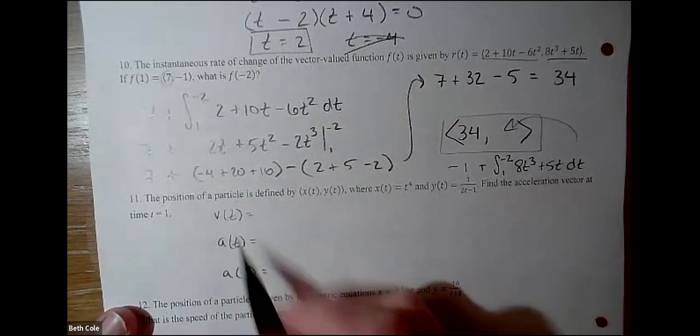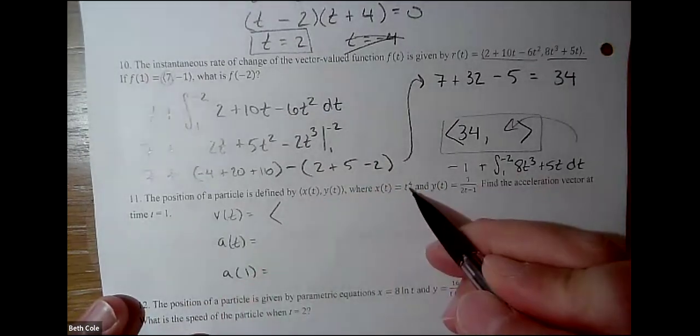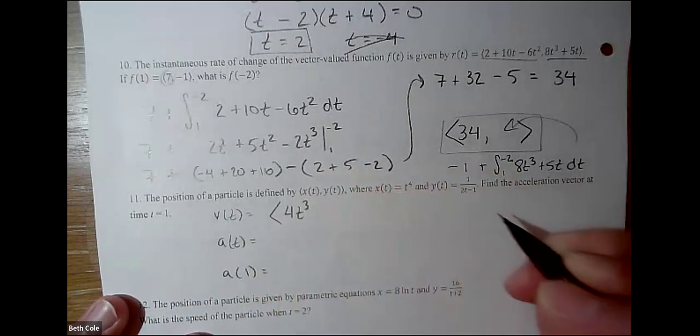So a few steps to this here. I like to set them up blank though. All right, so velocity, we're going to do derivative would be 4t cubed.